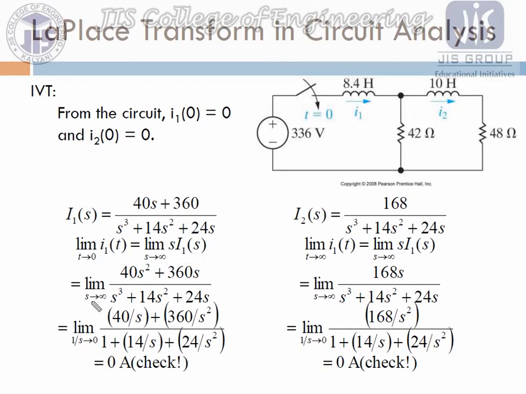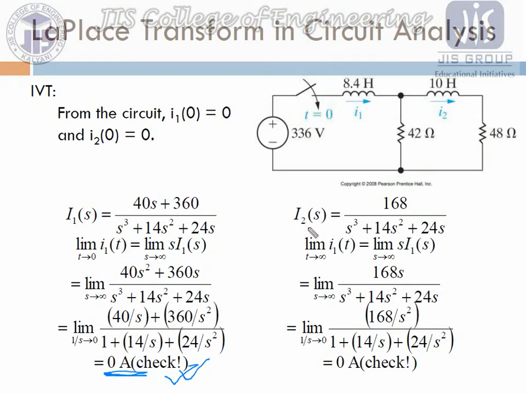If we put s equals infinity in this function, we break the overall function and write it in this particular form. After putting s equals infinity, we get 0. So the value of I1 is 0 at t equals 0, or t tends to 0, meaning at the initial condition. By applying the initial condition, we are getting the I1 current value as 0.